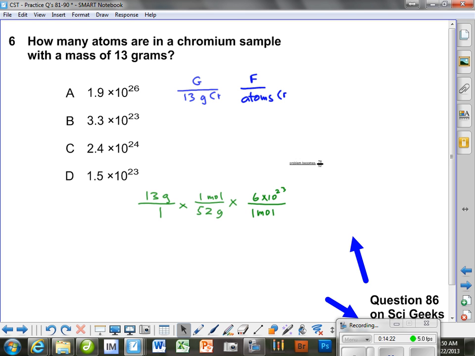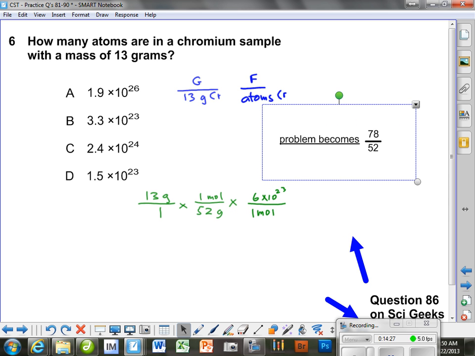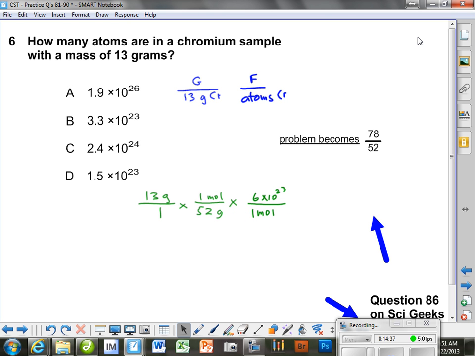So what does this problem actually boil down to? The problem actually becomes 78 divided by 52. Where do we get the 78? 13 times 6. And our answer is 1.5 times 10 to the 23rd. And when we divided the 52 into the 78, or better to say it as 78 divided by 52, you know that number is going to be greater than 1 but less than 2.